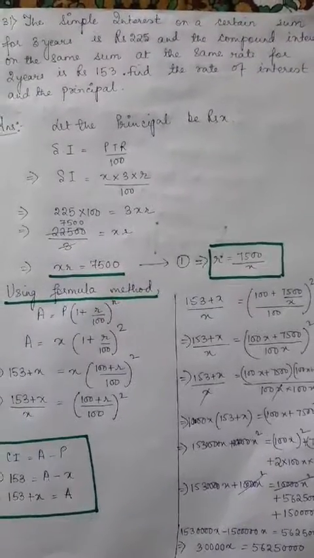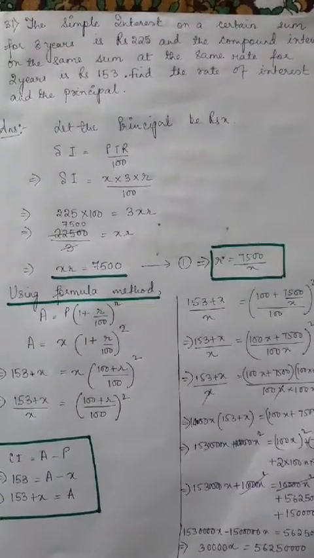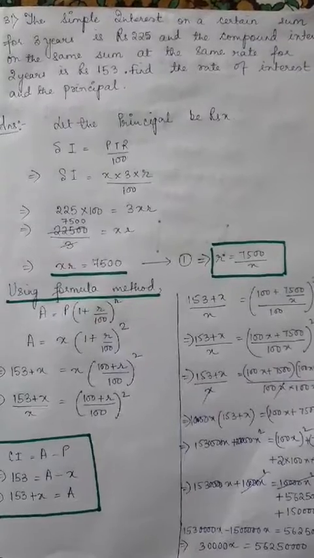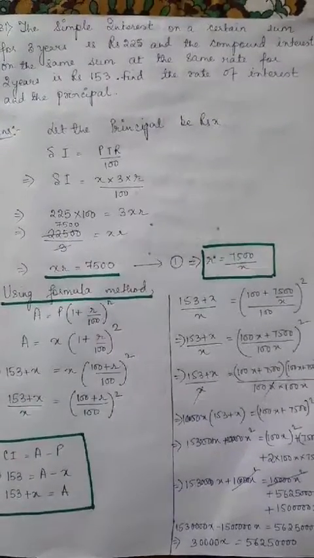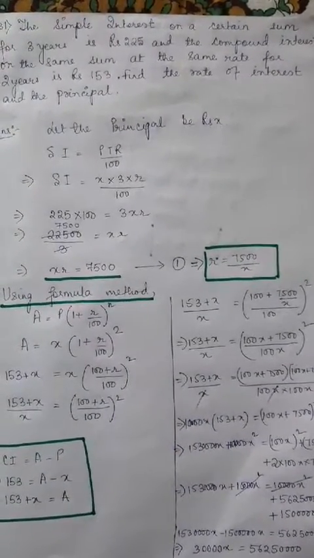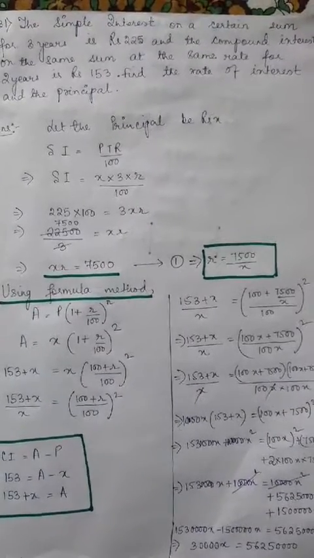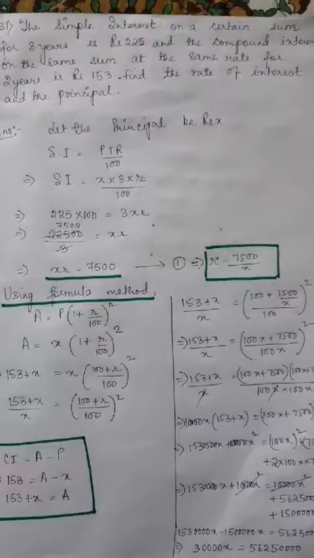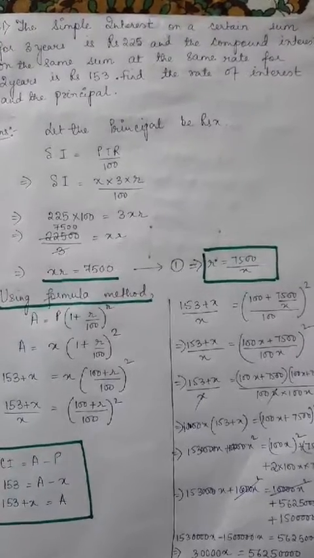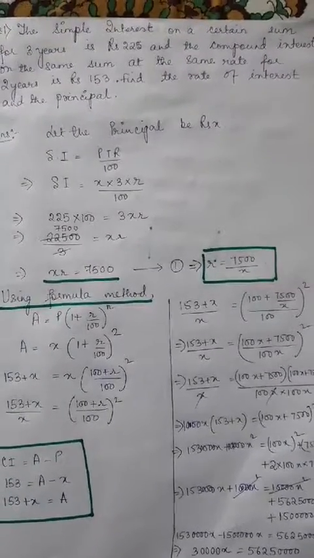Moving on to question number 31. The simple interest on a certain sum for 3 years is 225 and the compound interest on the same sum at the same rate for 2 years is 153. Find the rate of interest and the principal. Now, what is given in the question? The SI for 3 years is given and the CI for 2 years is given, that is 153.